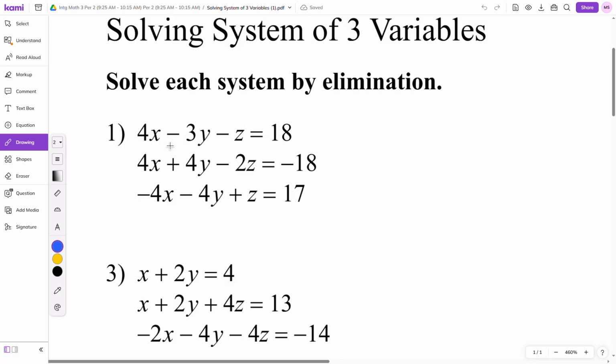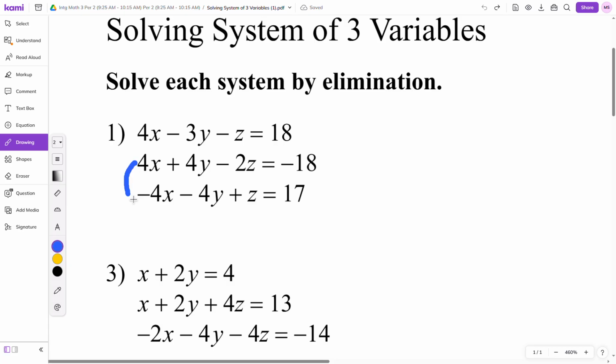Remember that one of our goals, in order to make this problem more simple, is to eliminate some variables. So I kind of like to think about what would happen if I add some of these equations together. My first tip is don't add all three together unless it magically gets rid of two of the variables and leaves you with one. Instead, I'm just going to try to add two equations together. And if I add these two, that's not really going to do much for me. It'll get rid of the 18, but not much more.